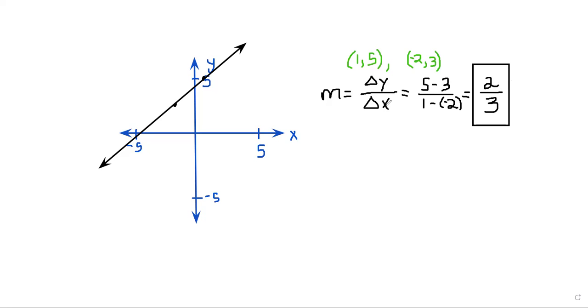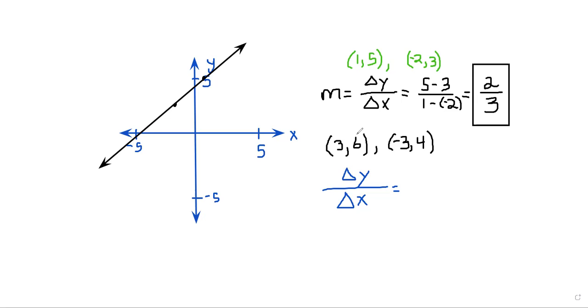Let's try one more. This time we'll try the points 3, 6, and, I don't know, -3 and 4. I think we can fit a 6 on here; we'll just cram it in. Okay, these will be our 2 points here. So remember, slope is the change in y, or delta y, over delta x, or the change in x: how y changes over how x changes.